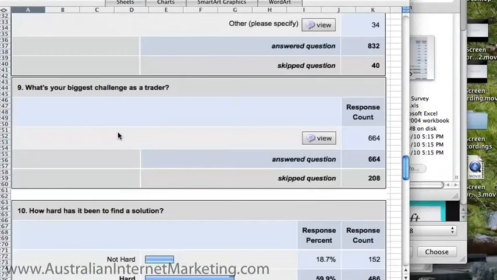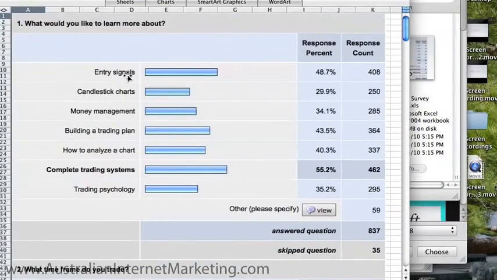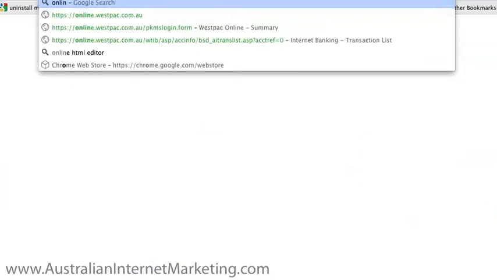But I'll give you an example. So let's come back. This is just the data extracted out. You can see here, one of the first questions, would you like to learn more about entry signals, charting patterns, money management, building a trading plan, analysing a chart, complete trading plans, and trading psychology? You can see how many people ticked. It was just like a little checkbox. So you can see with 462 people responding, the winner was complete trading systems. So it influenced my headline. I should have got the headline here, but we might even be able to check it out, what the winner was. Online Trading Mastermind.